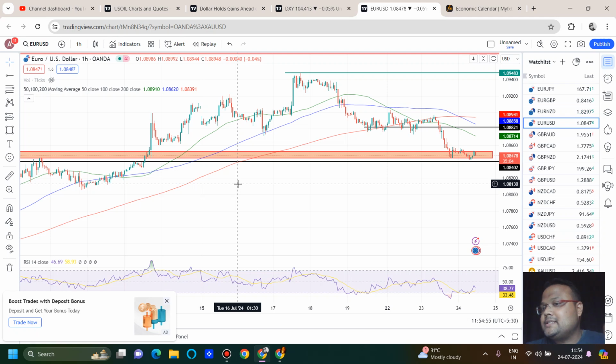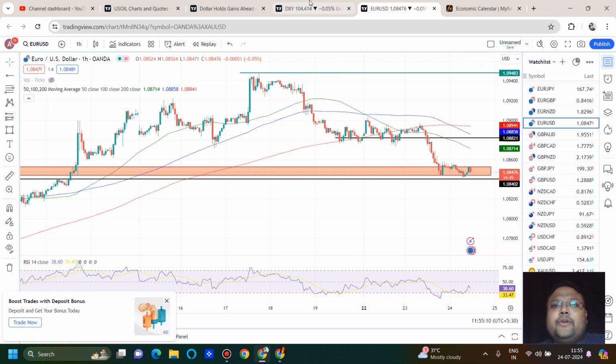DXY is standing at a critical resistance because to continue the upside it needs to cross 104.60, and here on the chart of Euro USD we can see the pair is standing at critical support around 1.0850. It is trying to take support.